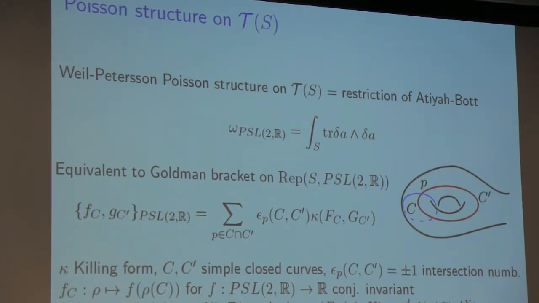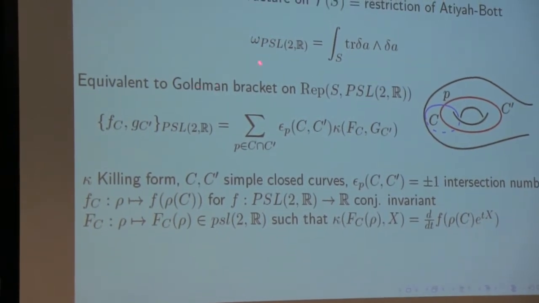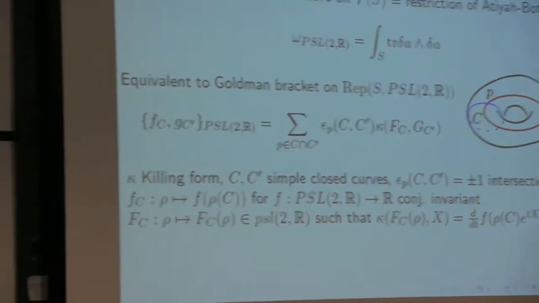And this is the Atiyah-Bott symplectic structure, and it reduces to the space of flat connections and then restricts to the Teichmüller component of the representation variety. And equivalently, in terms of representations only, we can describe the symplectic structure in terms of the Goldman bracket, which is, well, given by this rather complicated expression, but which has a very simple interpretation in terms of intersection of curves. But maybe I don't have time to go much into this.